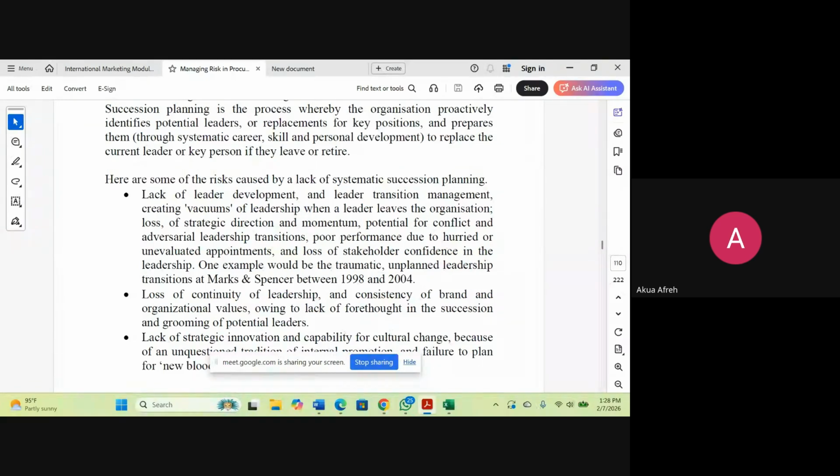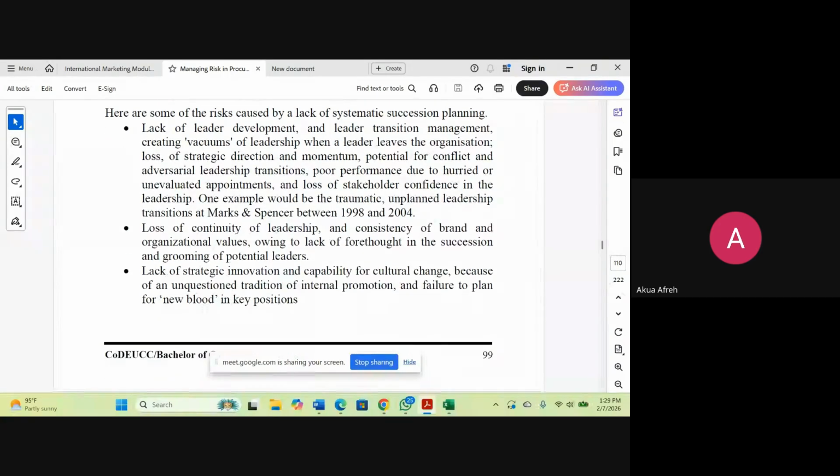And loss of continuity of leadership, consistency of a brand. Because the person has left, it seems like the person took all the knowledge away. So there's nobody who has the same knowledge as the person. So the business is going to suffer, even in the leadership aspect. So these are some issues that it brings.